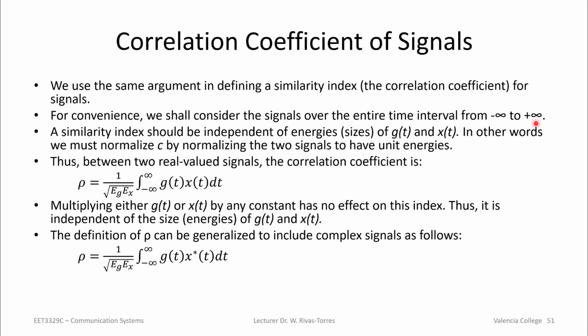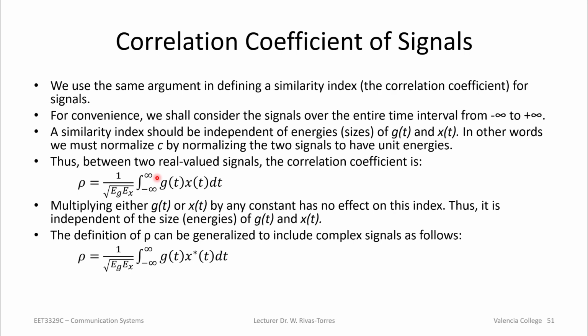You can think that they are going to go through the same set of points as they go towards infinity, if you will, right? Because they're just pointing in the same direction. So we need to normalize our two signals to have unit energies. Therefore, with some bit of hand waving here, we end up with rho being 1 over the square root of the energy of the product of the two signals, and we integrate the two signal product from -infinity to +infinity.